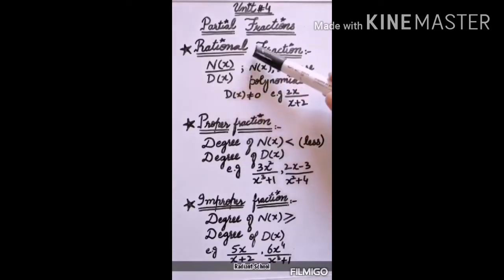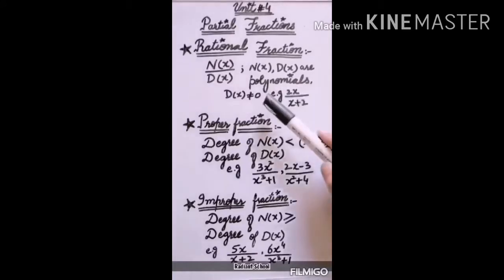You can say that a fraction which can be written in the form of two polynomials, and the second condition is that the denominator, D of x, must not be equal to 0. Students, you have discussed briefly in the previous class why the denominator must not be equal to 0, because when the denominator is equal to 0, that is undefined. Any number divided by 0 has no answer, that is undefined, that is beyond the limit.